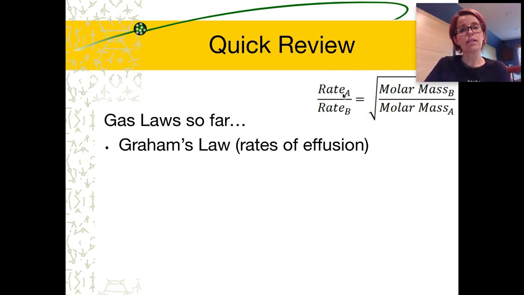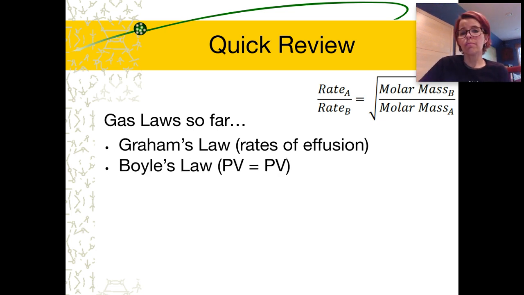So if you have the rate of gas A, then you put the molar mass of it down below. And if you have the rate of gas B on the bottom, you put its mass on the top and then take the square root of it. So Graham's law, we don't use that a whole lot, but that was just one we had talked about a while ago.